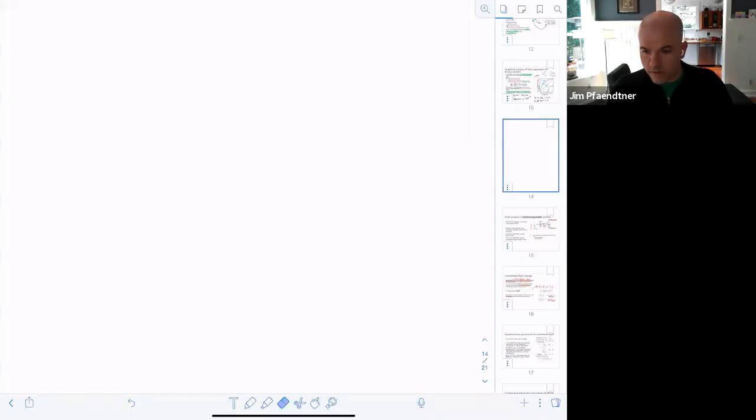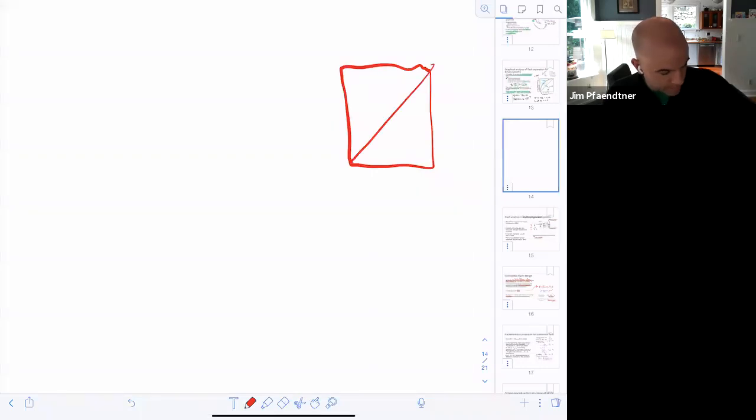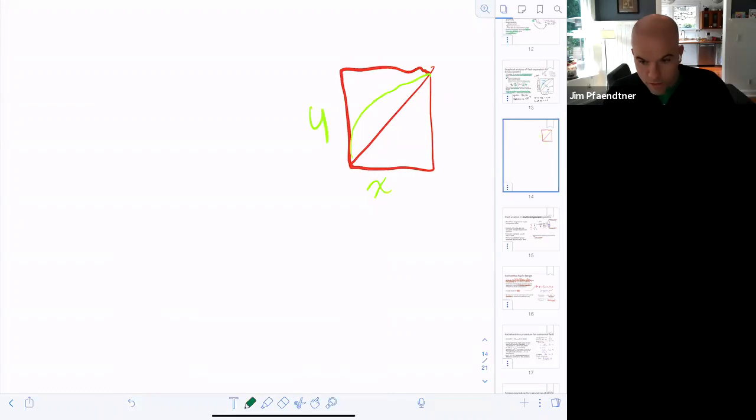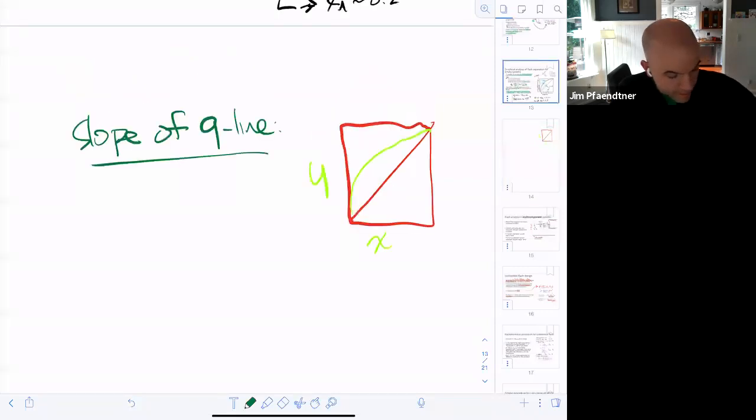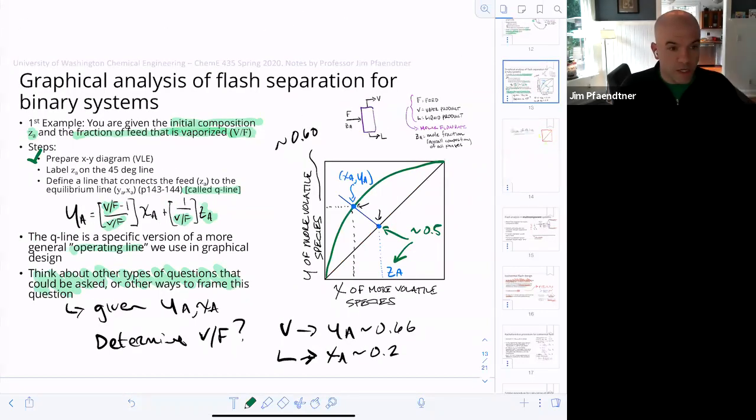So, specific questions about the analysis we just did. I'm going to quickly sketch here one of our diagrams. This is the XY diagram. And the first question was, is the Q line always normal to the 45 degree line? The answer to that is no. The slope of the Q line is given by this operating line equation that you can find on page 143.